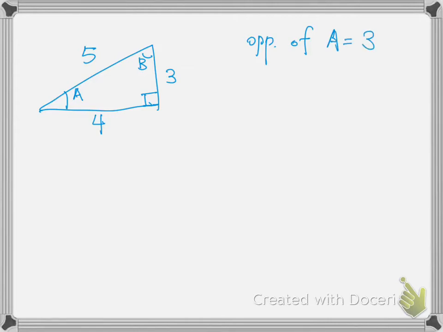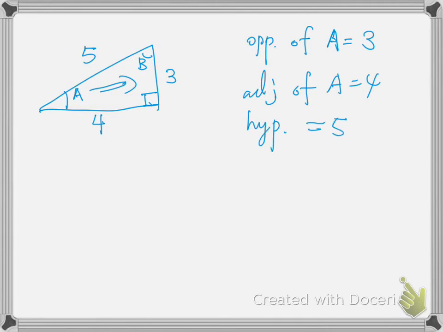Is 3, right? It's 3. So you look at A, this is 3. What's the adjacent side of A? Is 4. And hypotenuse is always 5. Okay, so now let's write down the first 3 trig functions of A.